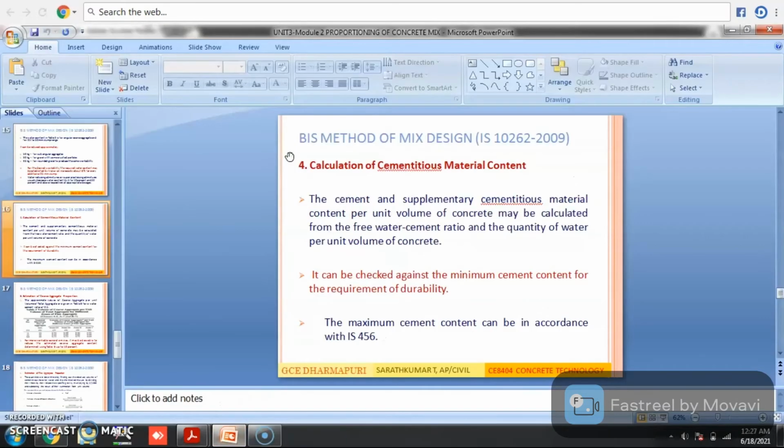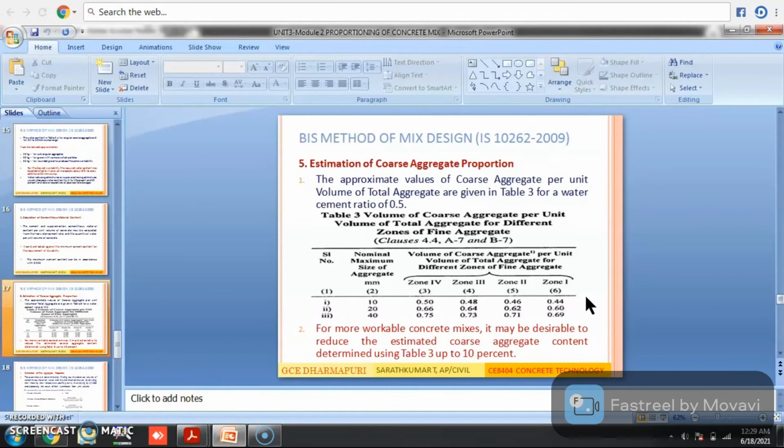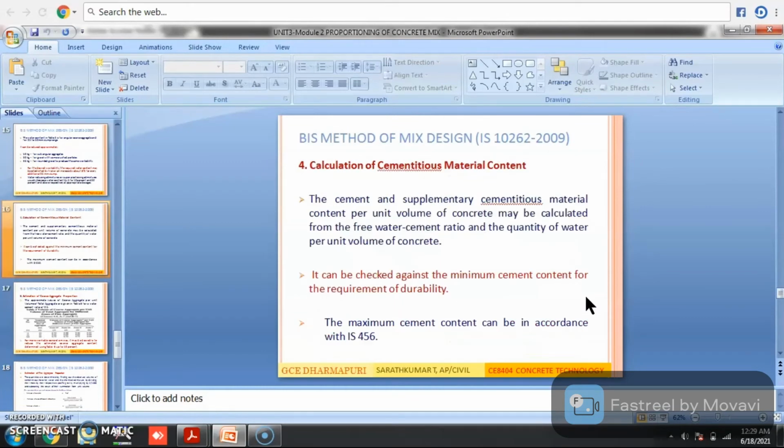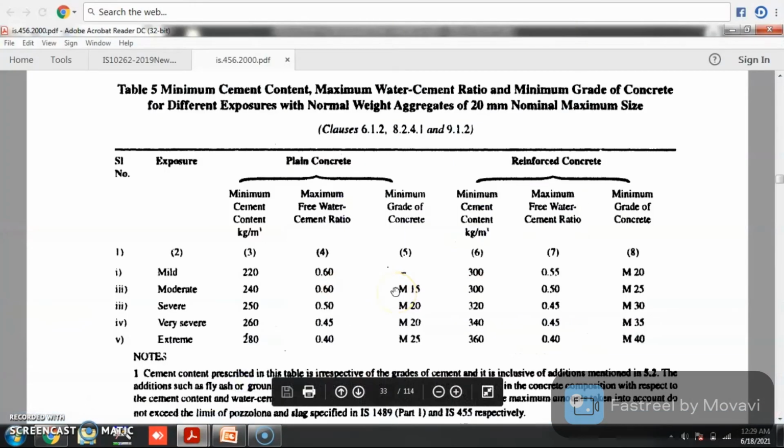So once you know the water content, the next step is calculation of cementitious material content. Till now we have found the water cement ratio, and in the last step we found the water content. So with these two values we can easily find the cement content. Once the cement content is known, you can check it against the maximum cement content given by IS 456. In Table 5 of IS 456 2000, you can check the minimum cement content.